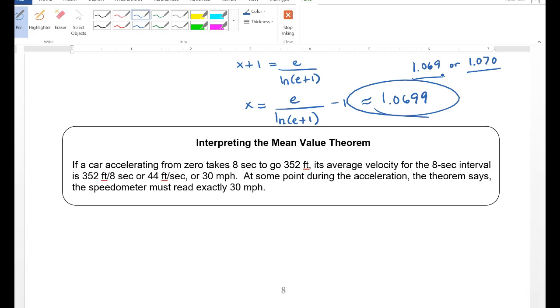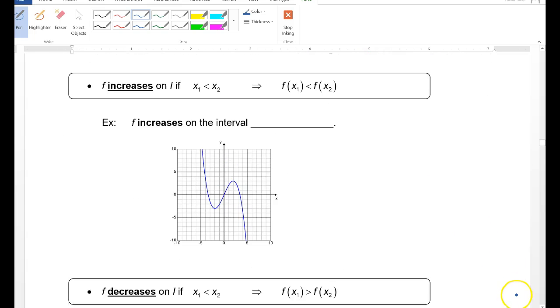You could go faster, you could go slower, but if your average is 30 miles per hour, at some point it's got to be 30 miles per hour. You can't jump from 29 to 31, because it's continuous. That's all that says. There are other practical applications we get into later on.